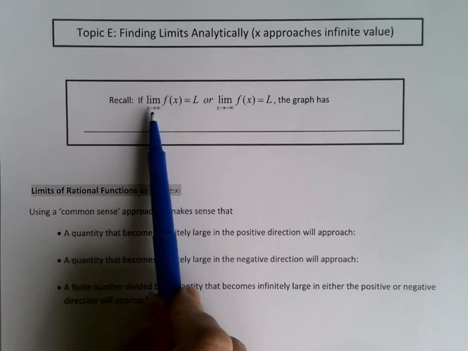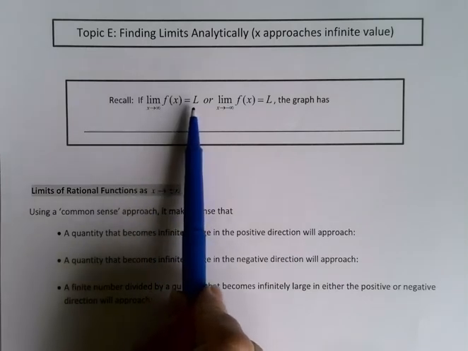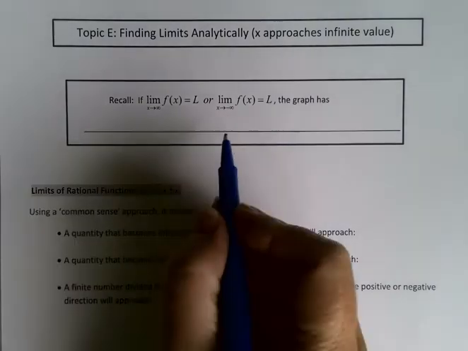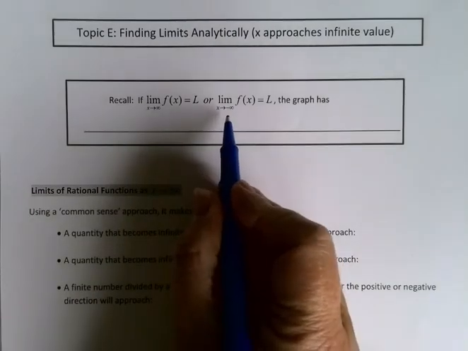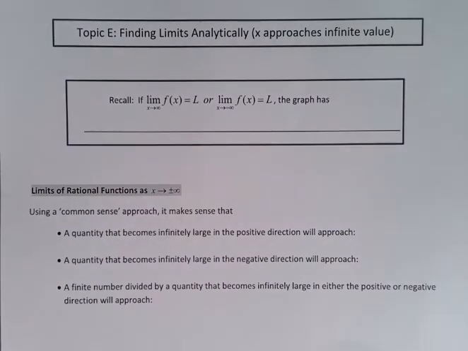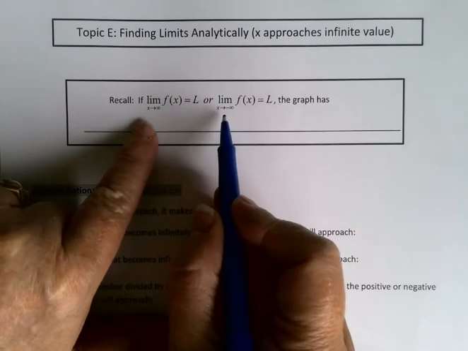if we take the limit as x goes to infinity, and our result is a finite number L, what we really have is a horizontal asymptote. Same idea if x approaches negative infinity. If the result is finite, we get a horizontal asymptote. This is end behavior.